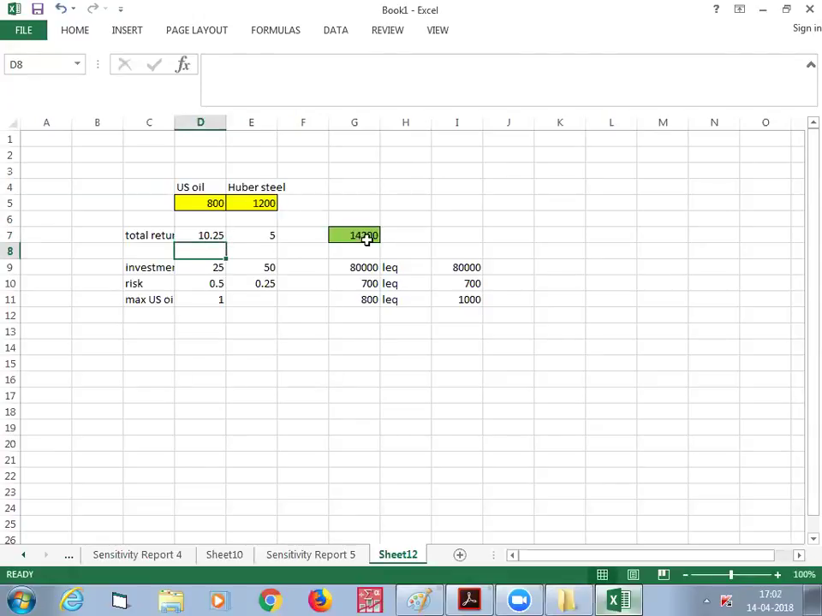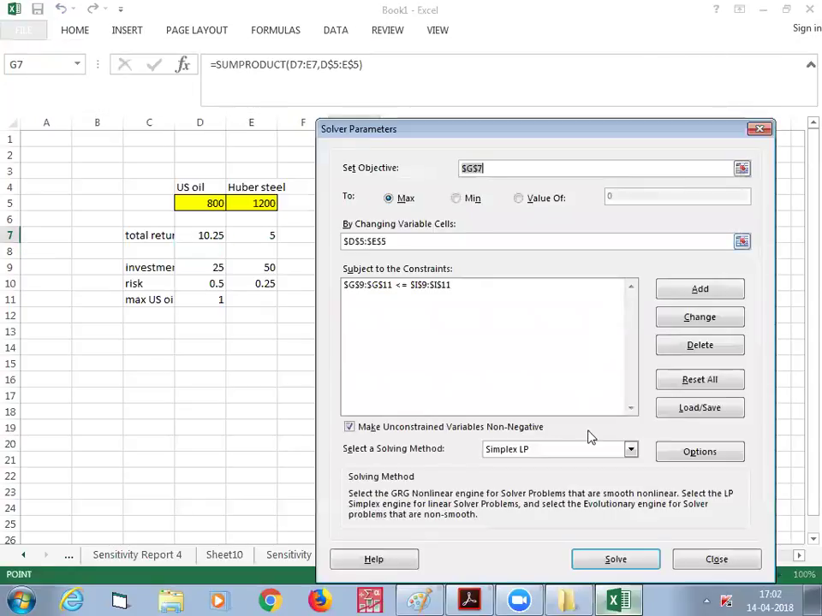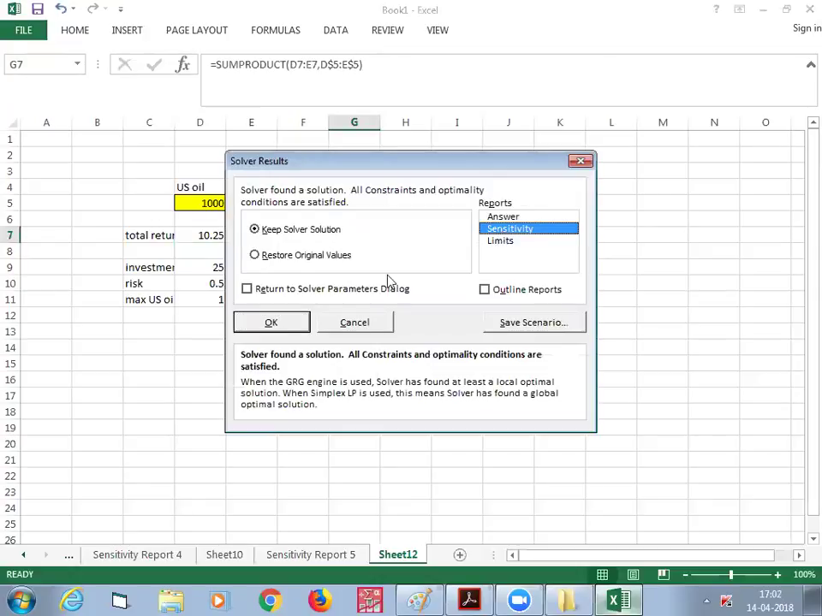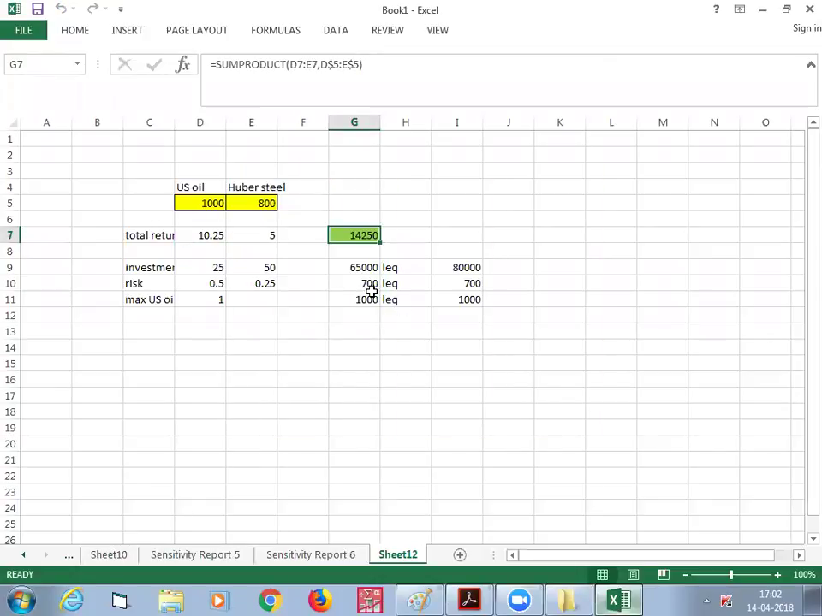Okay. So what will happen now? Let's see. Okay, if we solve it, what has happened now? Now notice we're trying to put as much in US oil as possible, but now this limit comes into play. So we cannot put all of that in US oil because of that. So we reach the maximum, and unfortunately, because the risk has increased that much, we cannot use up all of the investment also.